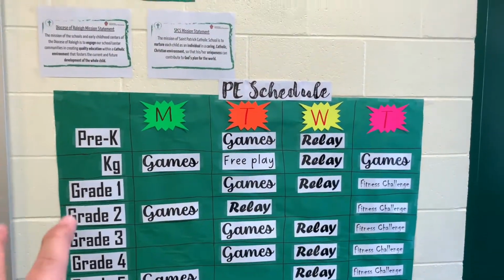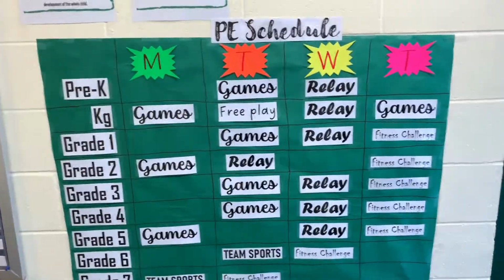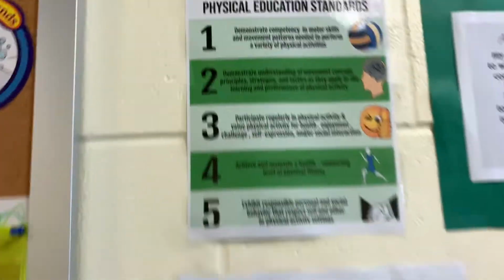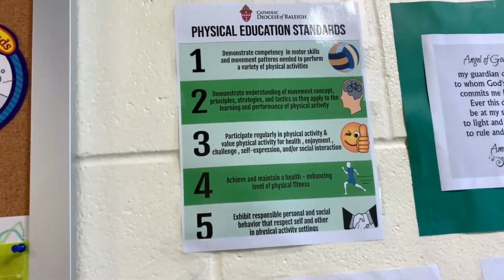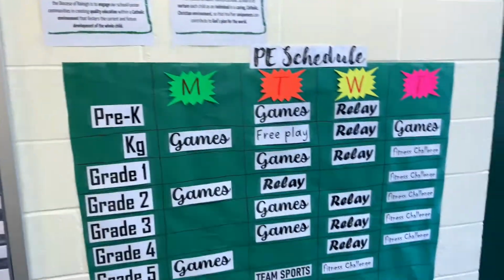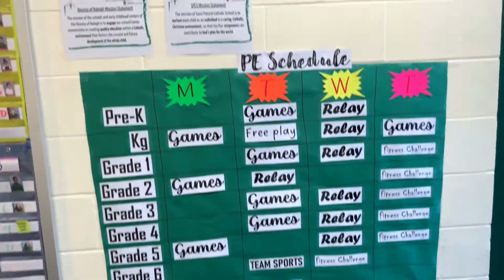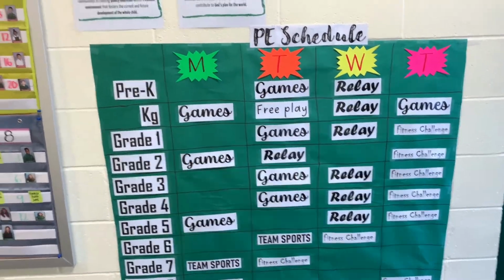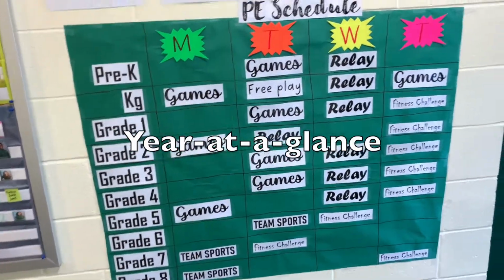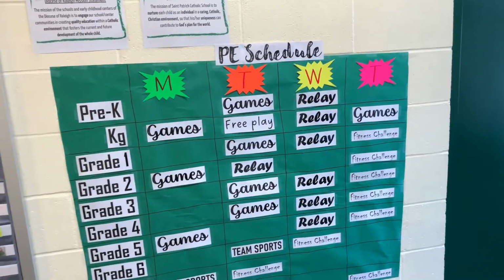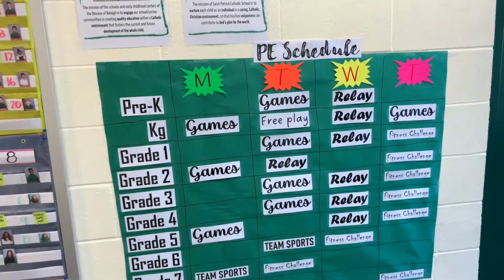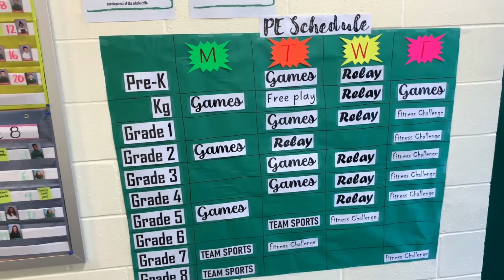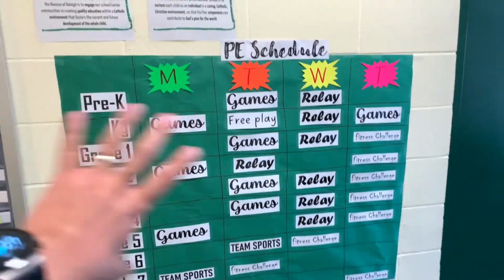Of course, before you are able to create this whole poster, first you have to unpack your standards. Whatever standards you are following, national standards, this is the standard that we follow in the Diocese of Raleigh. Of course, you have the standards by SHAPE America. So first, unpack the standards and then create your year at a glance plan. After you have created it, you would be able to design activities appropriate to meet every competency and standard.